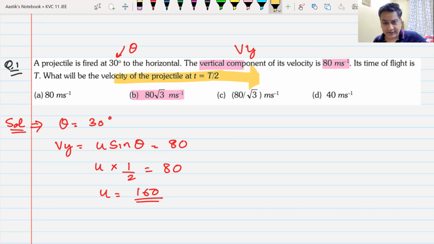In IIT, inside it or outside it? Looking to become an IITian, aspirant chai wala. Yes, where is the particle at T by 2?